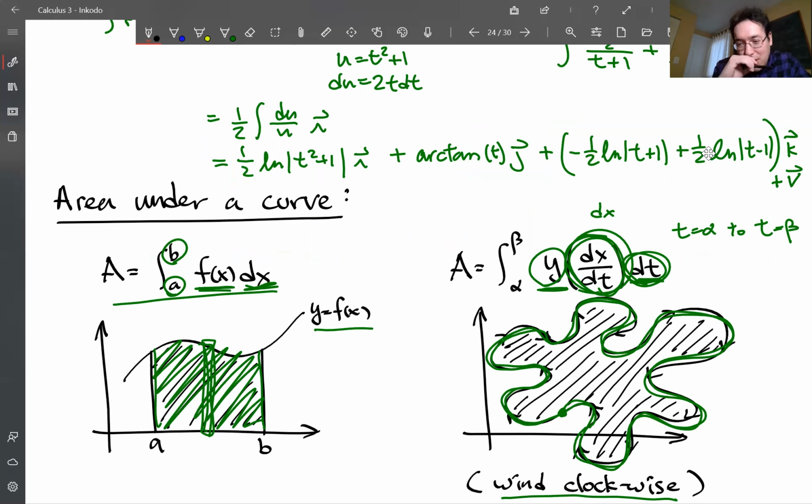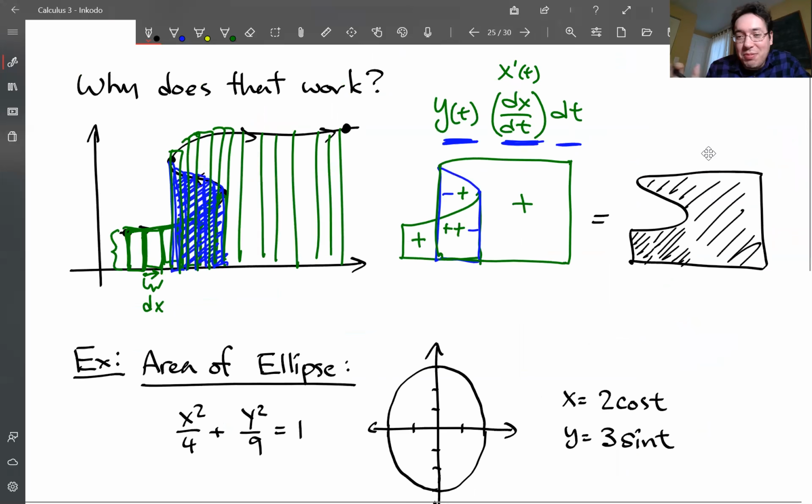And you might be wondering about where it dips below the x-axis. That's counted correctly as well, because when it dips below, the y is negative. And if it's moving to the left, x prime is negative and y itself is negative. So this is being counted as a positive area over here. Okay, so it works out.